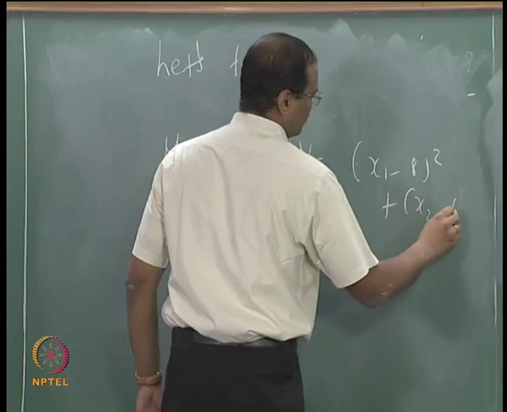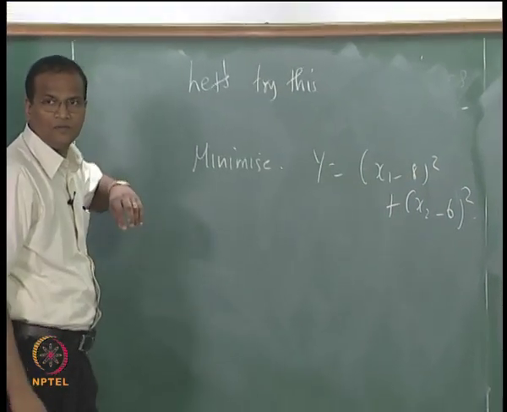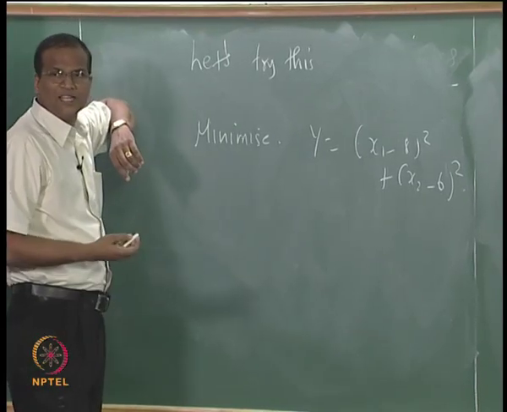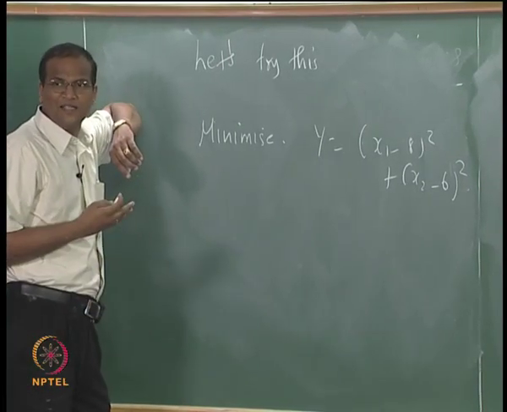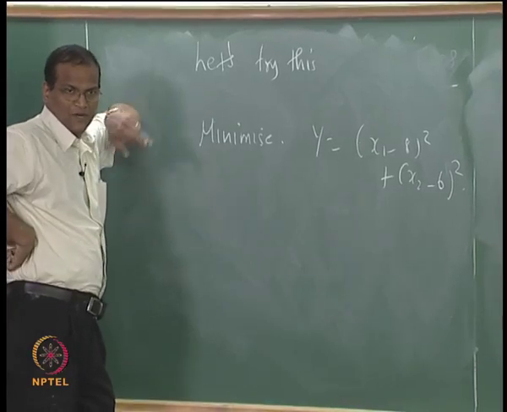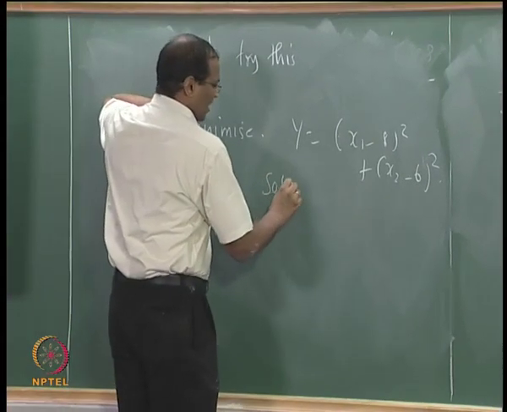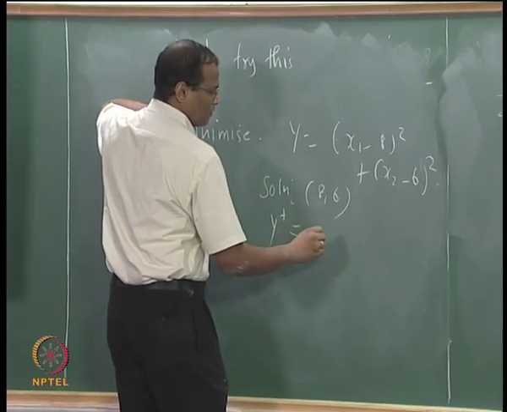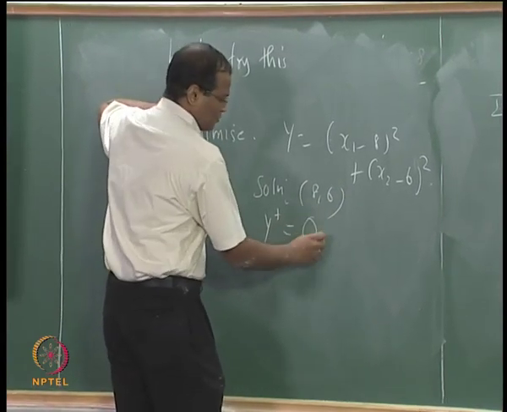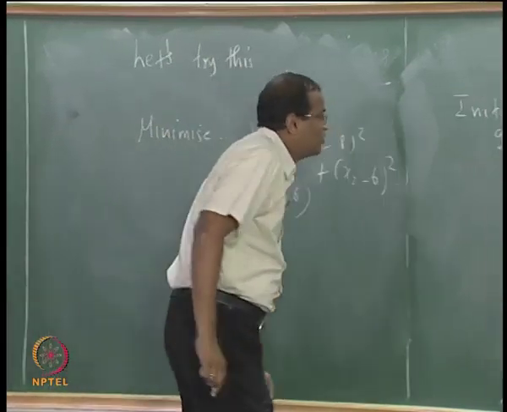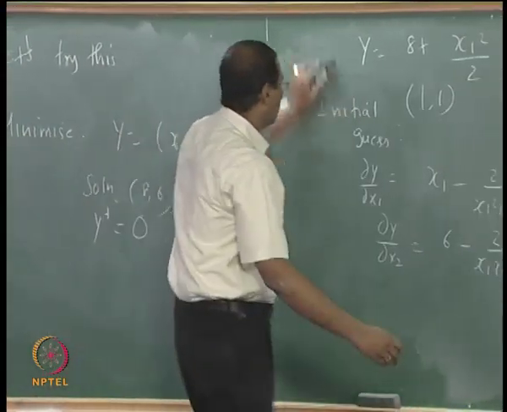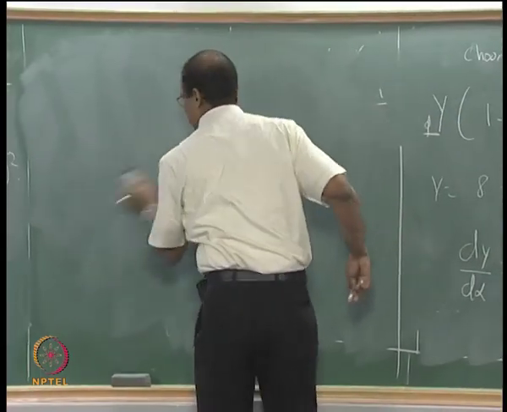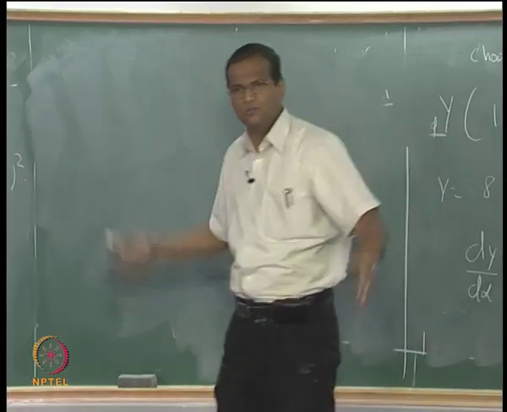We did this before. x1, x2 greater than 0, this is a circle, right? What is the solution? (8, 6), y star, at the optimum, very good. So this solution we know. Now we will see how the Cauchy's method will help us. You can start anywhere, let us start with (2, 2).